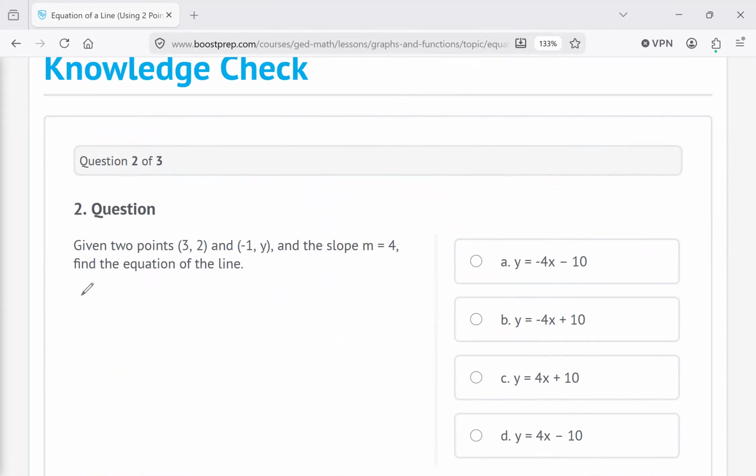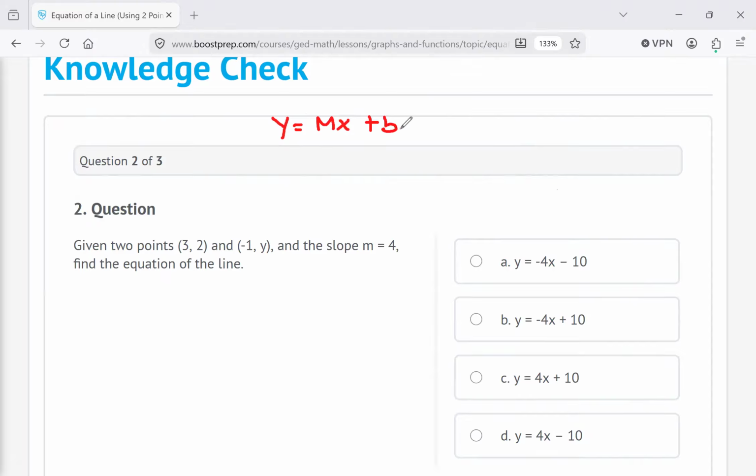Question 2: given 2 points of (3, -2) and (-1, y), and the slope is 4, find the equation of the line. So if you look at all the choices A, B, C, D, my equation of the line, what formula did they use? They use slope intercept form, right? y equals mx plus b.